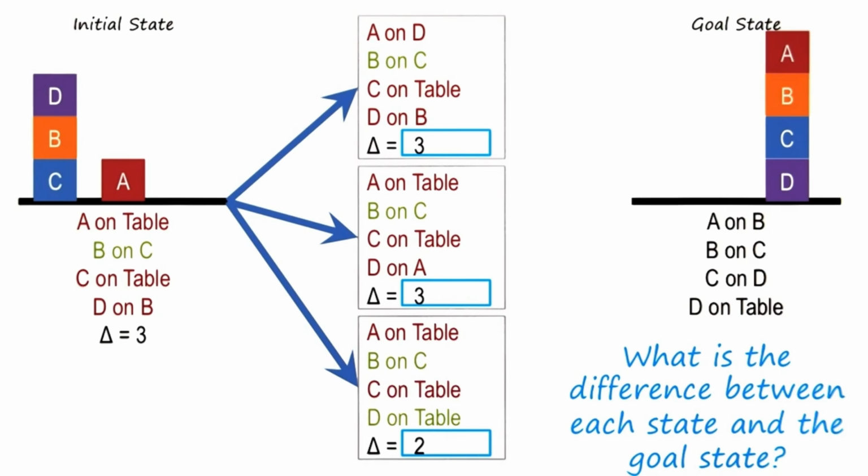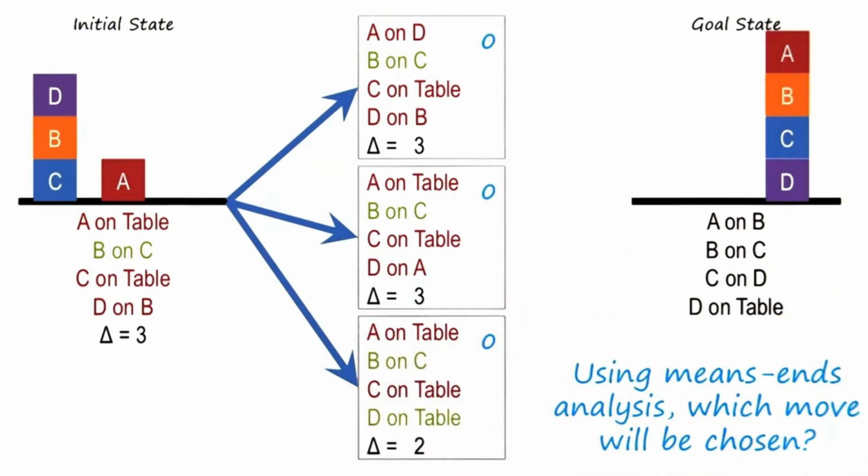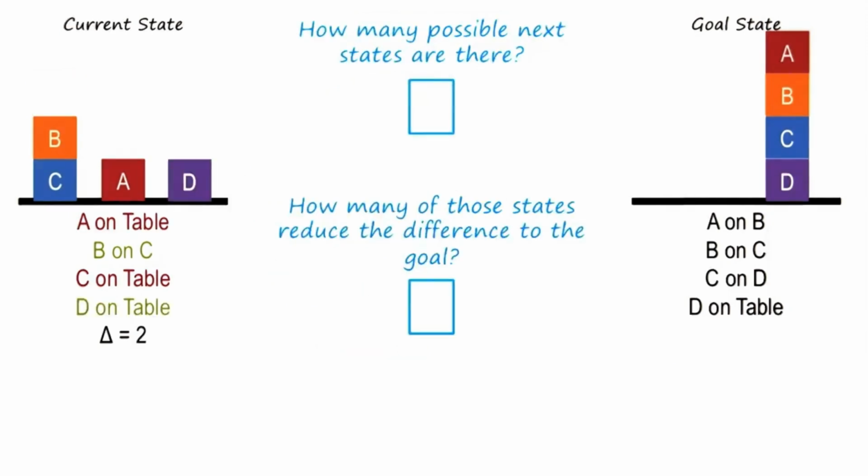Good, David. So in each state, David is comparing the state with the goal state and finding differences between them. Given these three choices, which operation would means-ends analysis choose? What was your answer, David? So means-ends analysis always chooses the state that most reduces the distance to the goal state. In this case, that would be the third option, because it reduces the distance down to 2. That's correct, David. Given this current state, we can apply means-ends analysis iteratively.